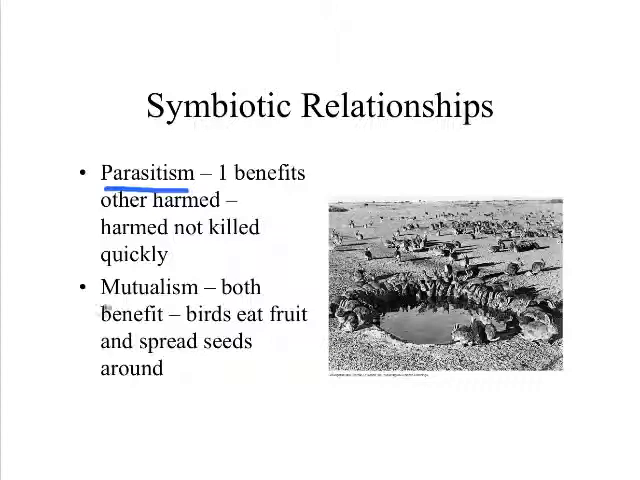Mutualism is another type of symbiotic relationship, and this is where both species are going to benefit. One example is birds eating fruit and spreading the seeds around. The birds benefit by having food, and the trees also benefit by having their seeds spread around the area, to increase the chance of survival of that species.